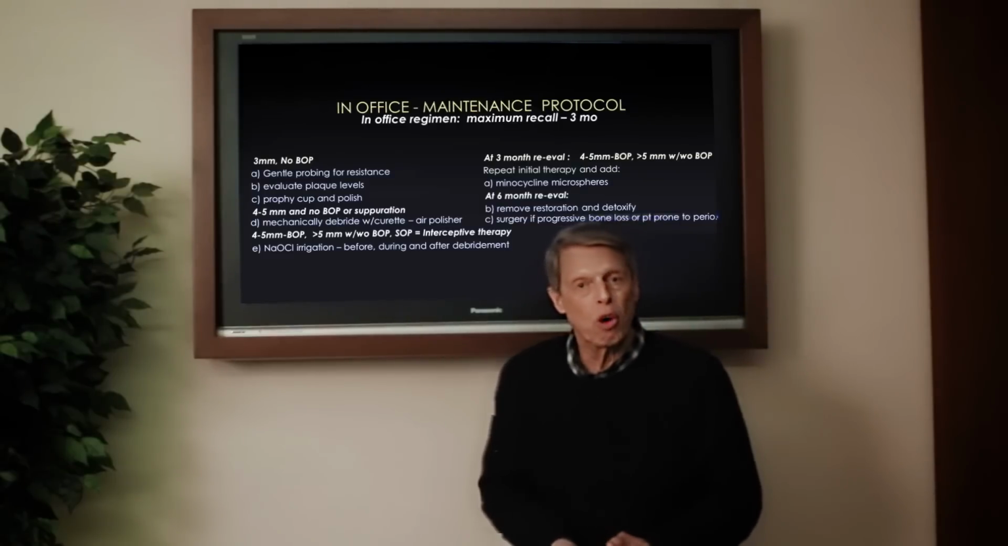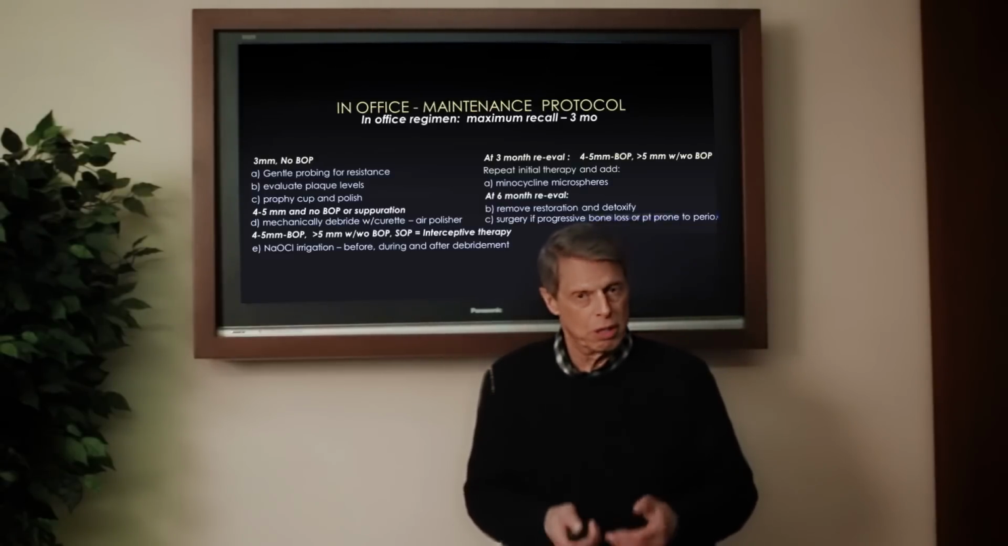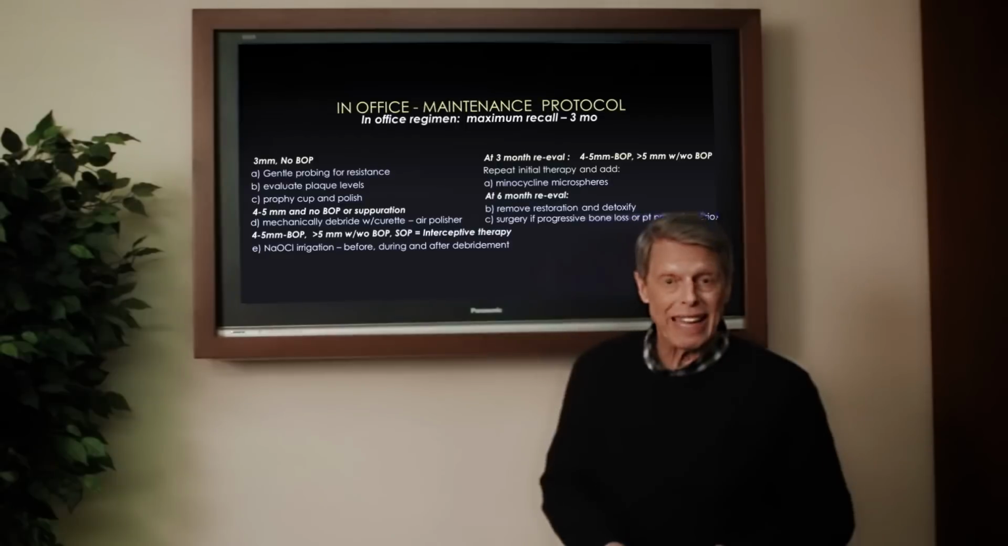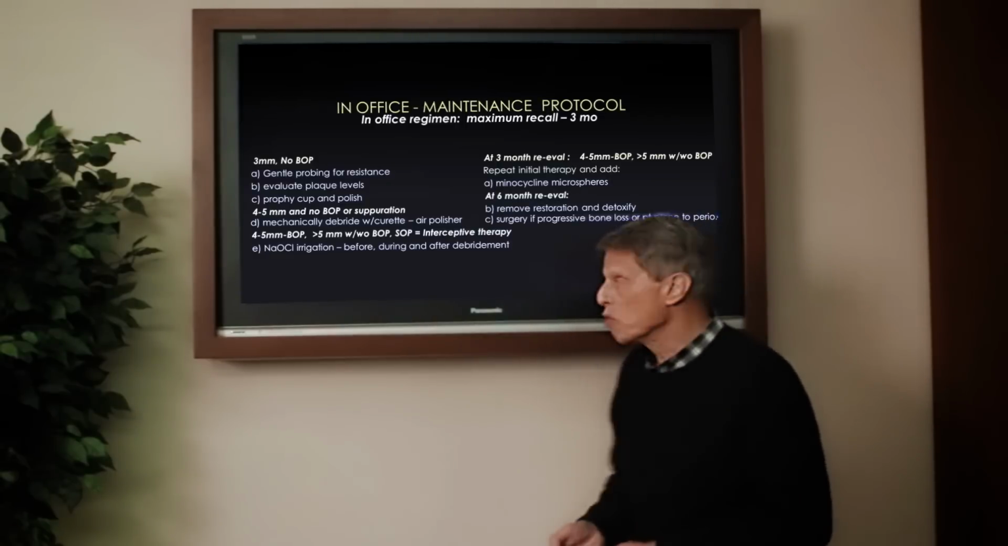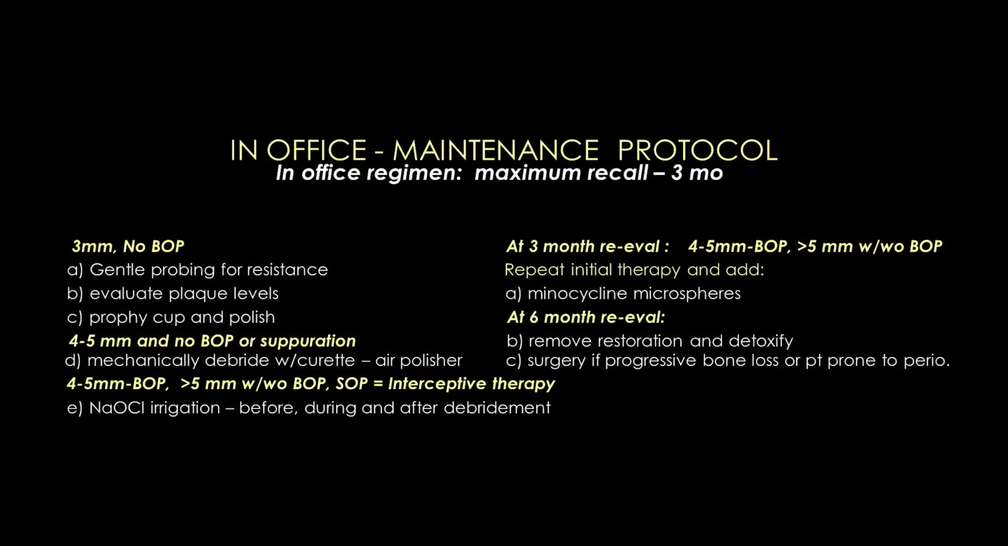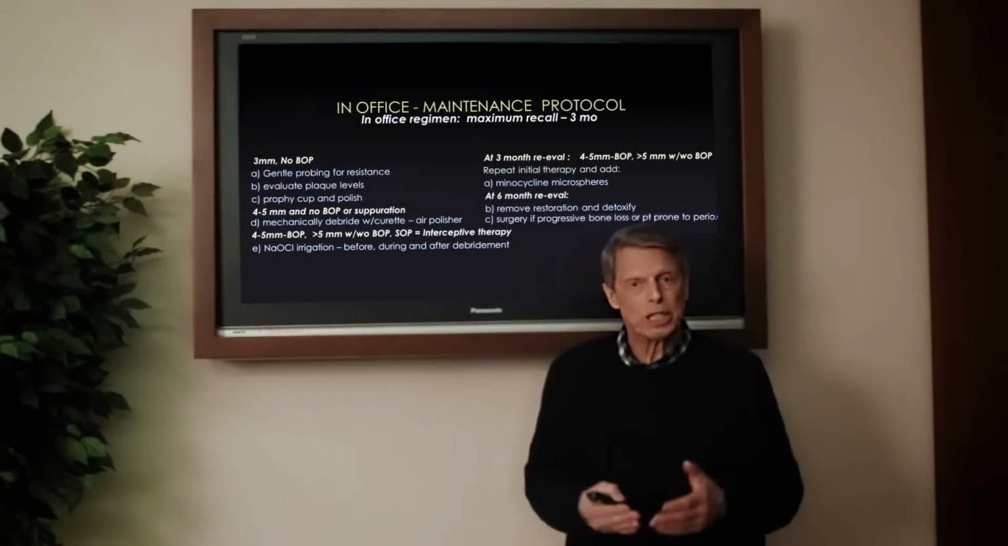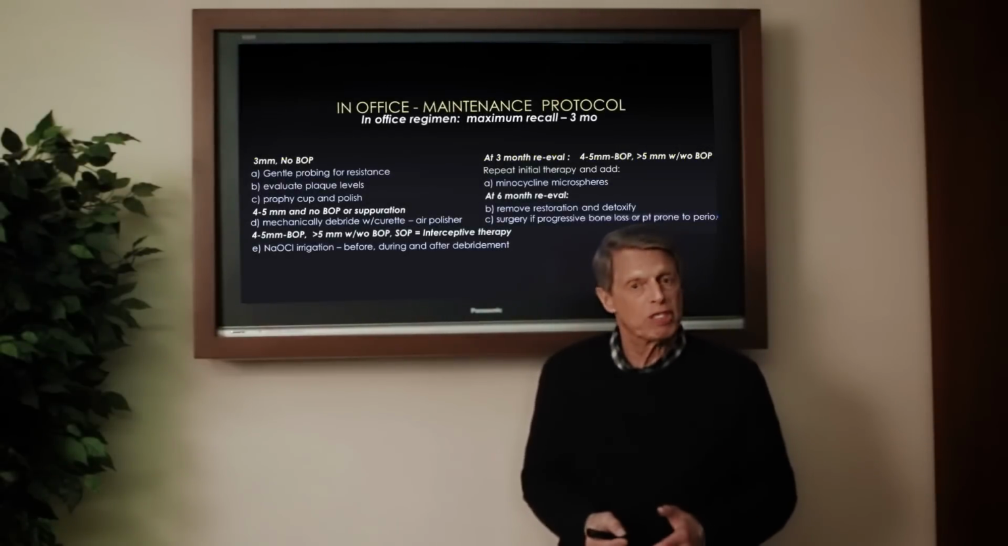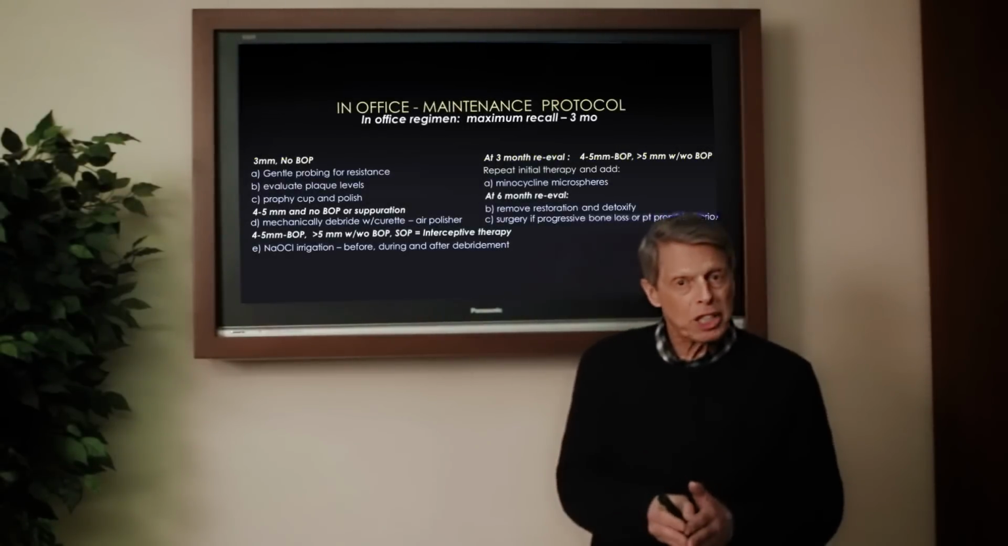You send the patient home and give them a home care regimen to use, and we'll talk about that in a minute. And then you see the patient 3 months afterwards, and you reevaluate. If they still have 4 to 5 millimeters with bleeding upon probing or more, you repeat the initial therapy, and then you add the minocycline microspheres, or the Arestin, into your protocol. You add the next part of the cumulative interceptive supportive therapy and apply pressure.